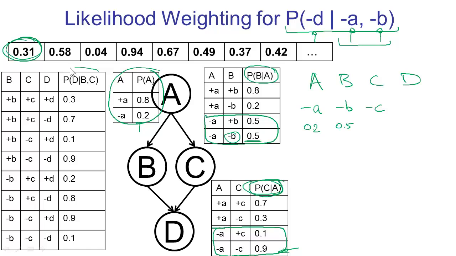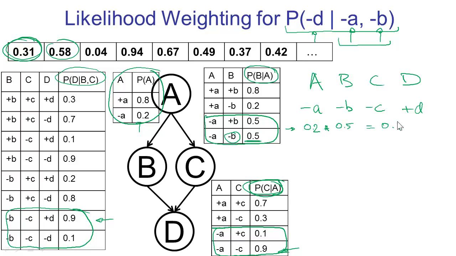Since it doesn't appear as an evidence variable, we sample it. Sampling D, here's our table for D. The parents B and C take on the values minus B minus C. That means we are in this part of the table over here. 0.58 will map to plus D. Here's our first sample, minus A minus B minus C plus D, and it's weighted by the product of the reweightings. So we multiply all these reweightings together, giving us a total reweighting of 0.1.